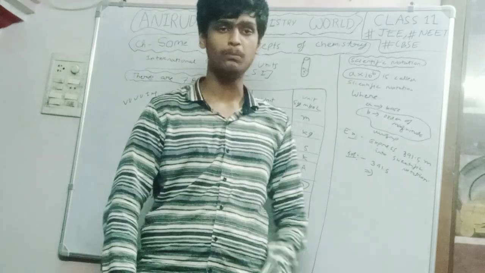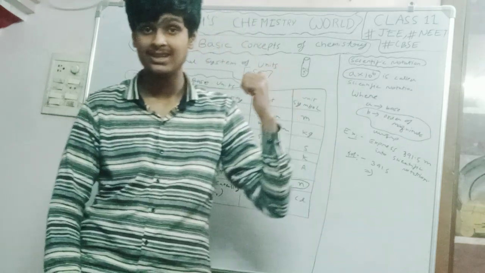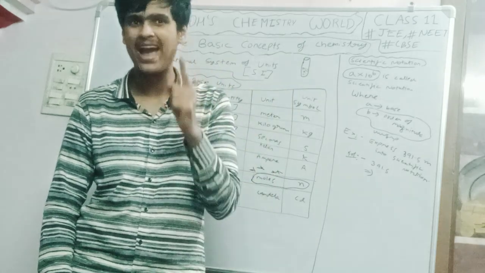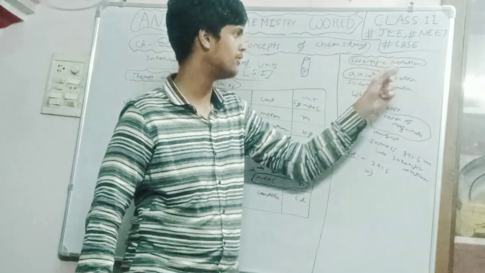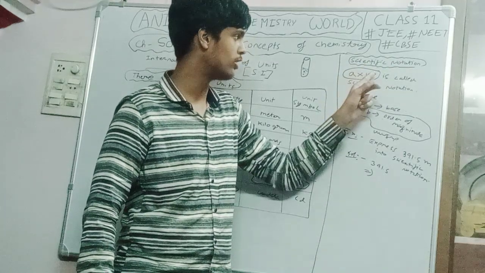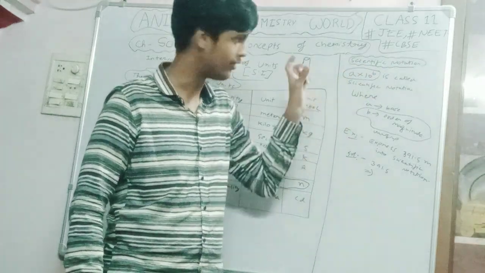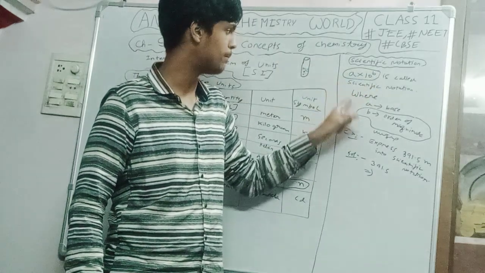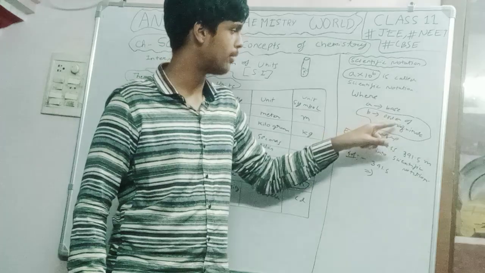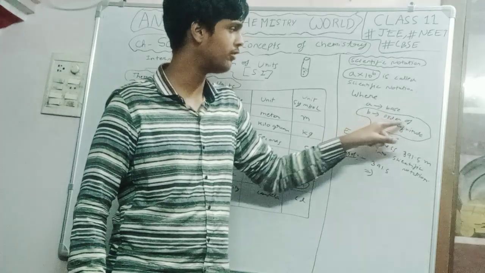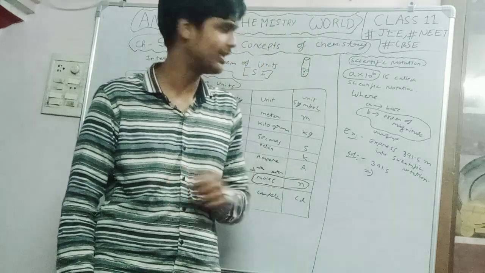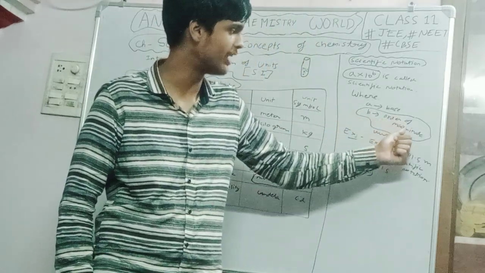But in terms of scientific notation, you need to call B the order of magnitude. Okay, A into 10 to the power of B is the scientific notation form, where A is the base and B is the order of magnitude. B is called the order of magnitude.